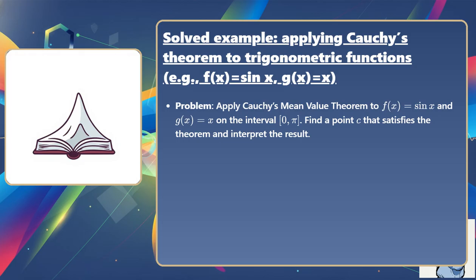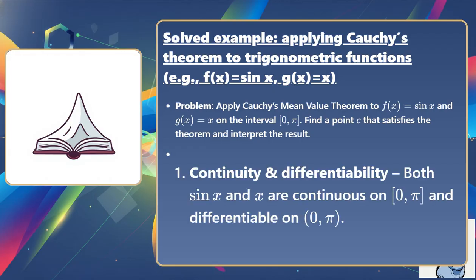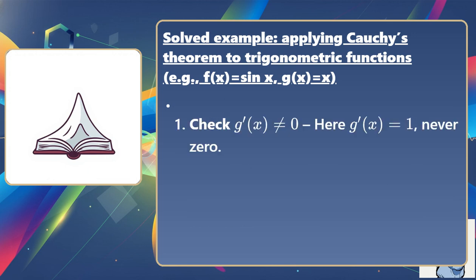Problem: apply Cauchy's mean value theorem to f of x equals sine x and g of x equals x on the interval from 0 to pi. Find a point c that satisfies the theorem and interpret the result. Step 1. Continuity and differentiability. Both sine x and x are continuous on the interval from 0 to pi and differentiable on the open interval from 0 to pi. Step 2. Check that g prime of x is not equal to 0. Here g prime of x equals 1, never 0.